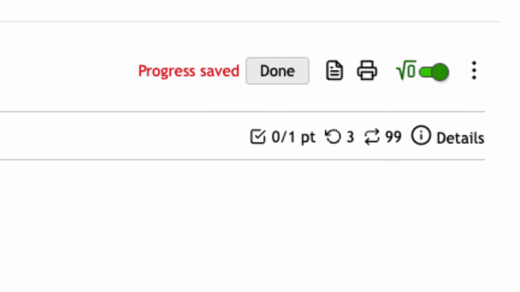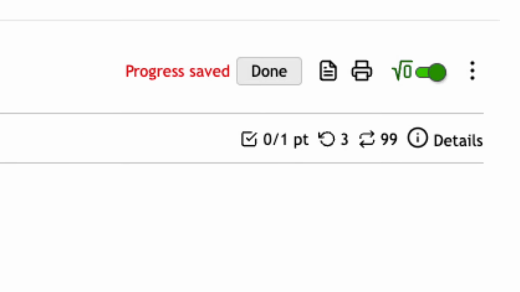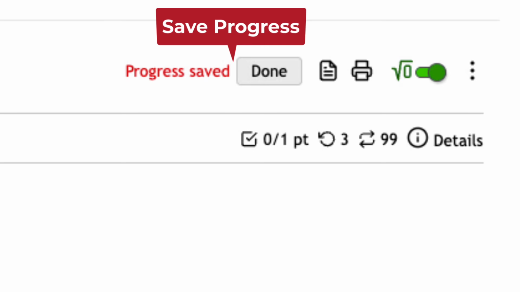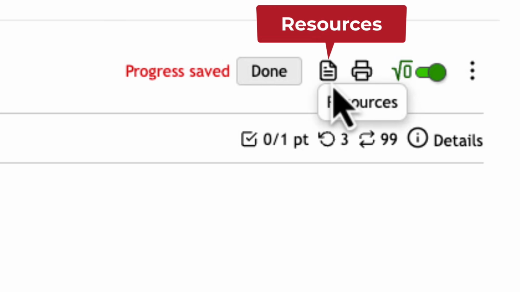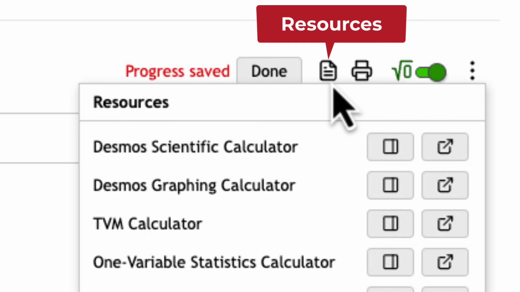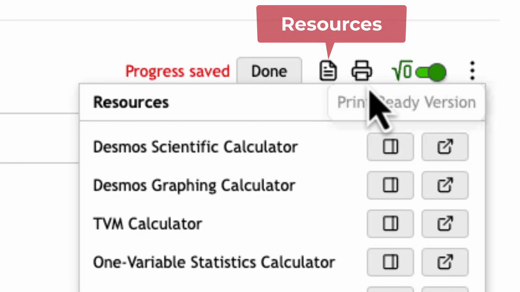Let's go over to the right-hand side and see the information that's being displayed by the question. You can see that my progress is being continuously saved. You can see a done button to press when you are done with the assignment. You can see the resources. This will allow you to access the Desmos scientific calculator, the graphing calculator, and any other allowed resources at any point while you're working on the assignment.